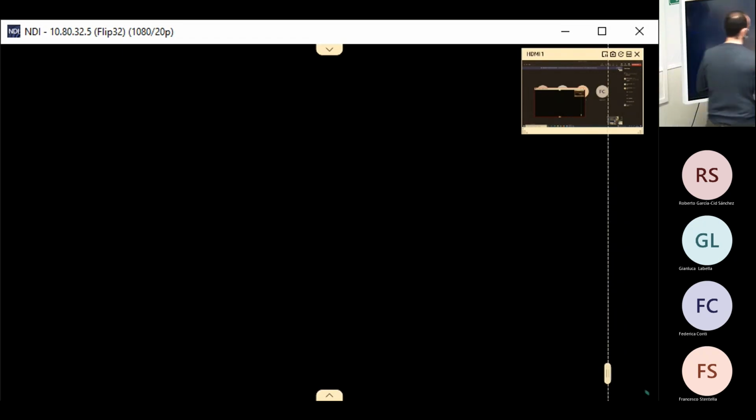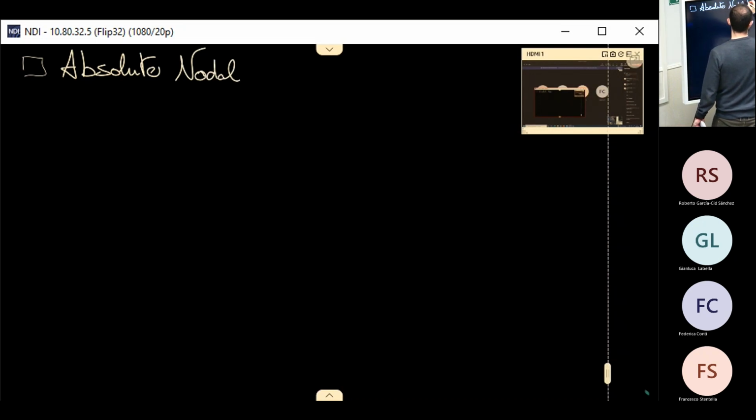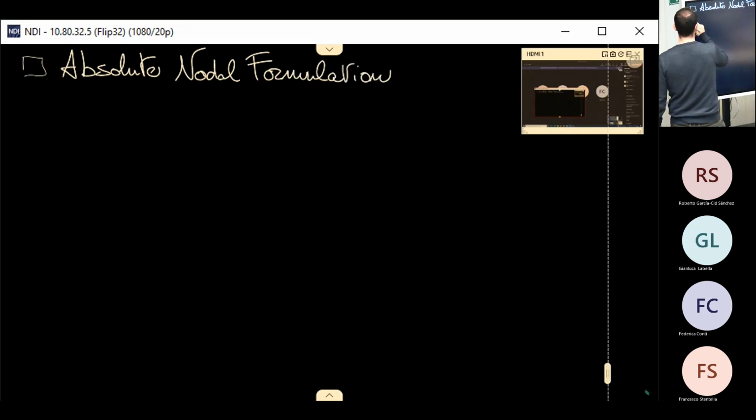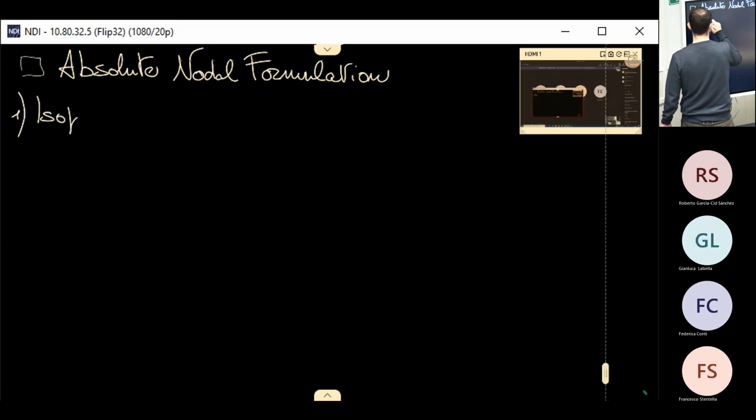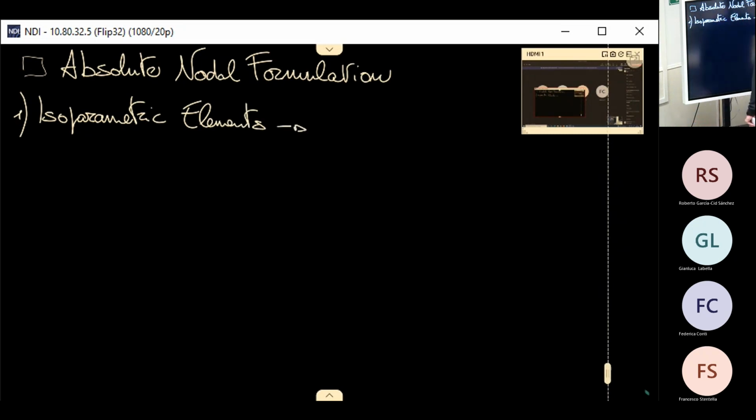In fact, we left from here. So first of all, you can see that we are within the absolute nodal formulation, and in particular we are dealing with isoparametric elements. And if you recall, we were describing the 2D rectangular element.